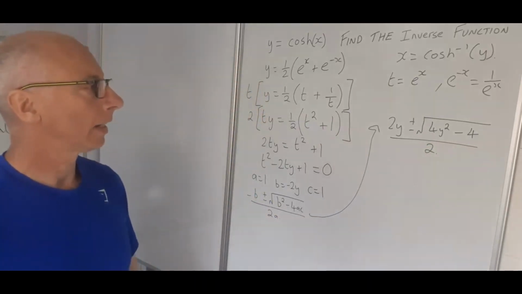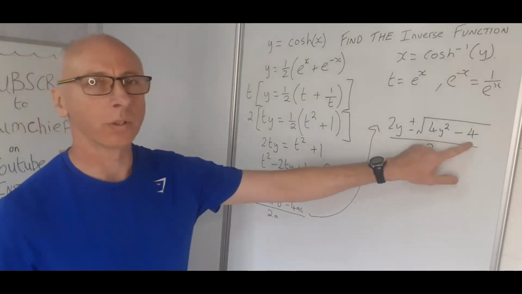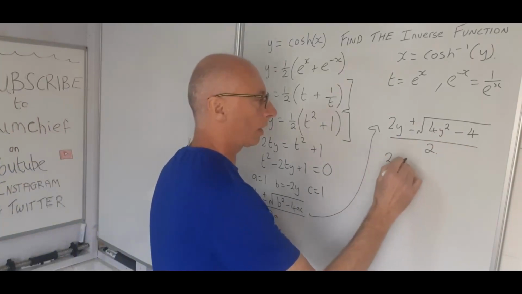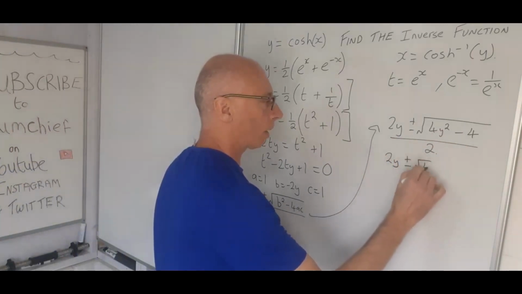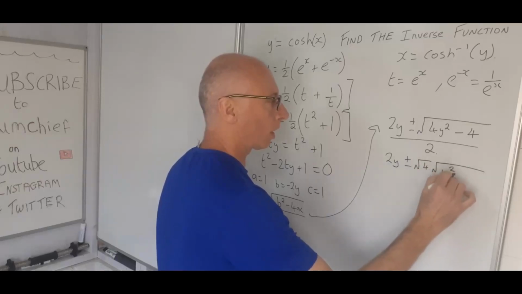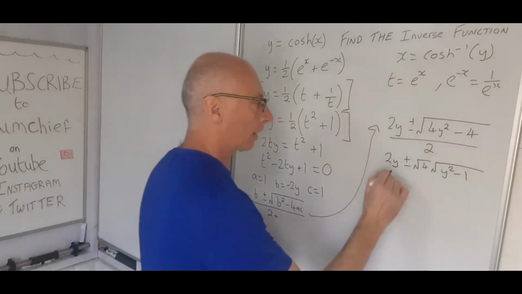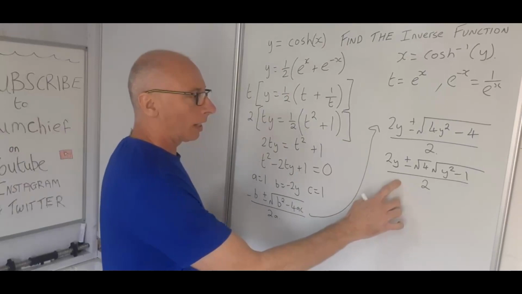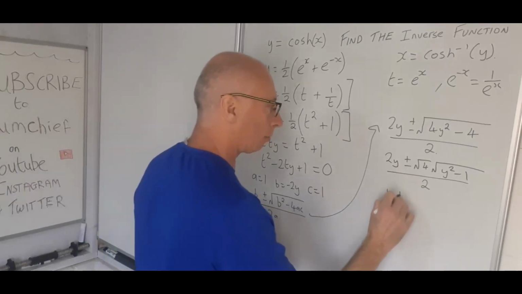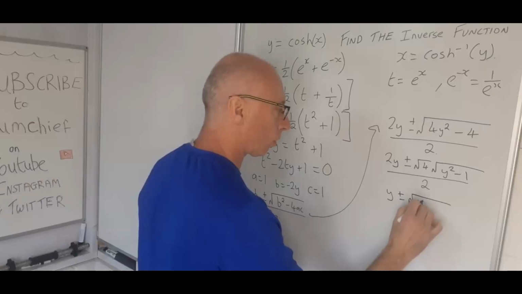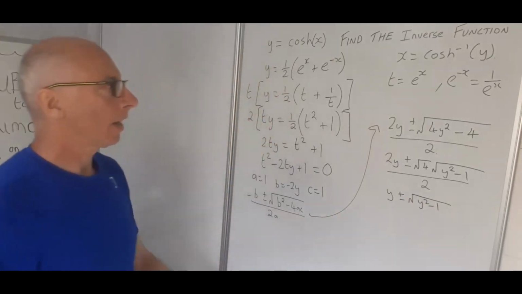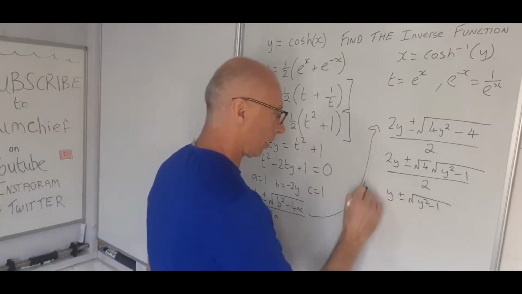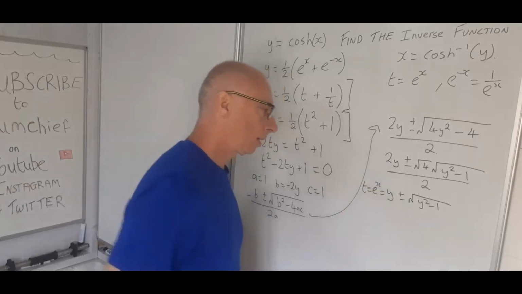Now we've got a 2 here and a 2 here. I've got two 4s, so let's factor out the square root of 4. That will give us 2y plus or minus the square root of 4 times the square root of y squared minus 1, and that again will be all over 2. So let's cancel out all the 2s. So y plus or minus the square root of y squared minus 1, and that's equivalent to our t, or our e to the x. So t equals e to the x, which equals that.